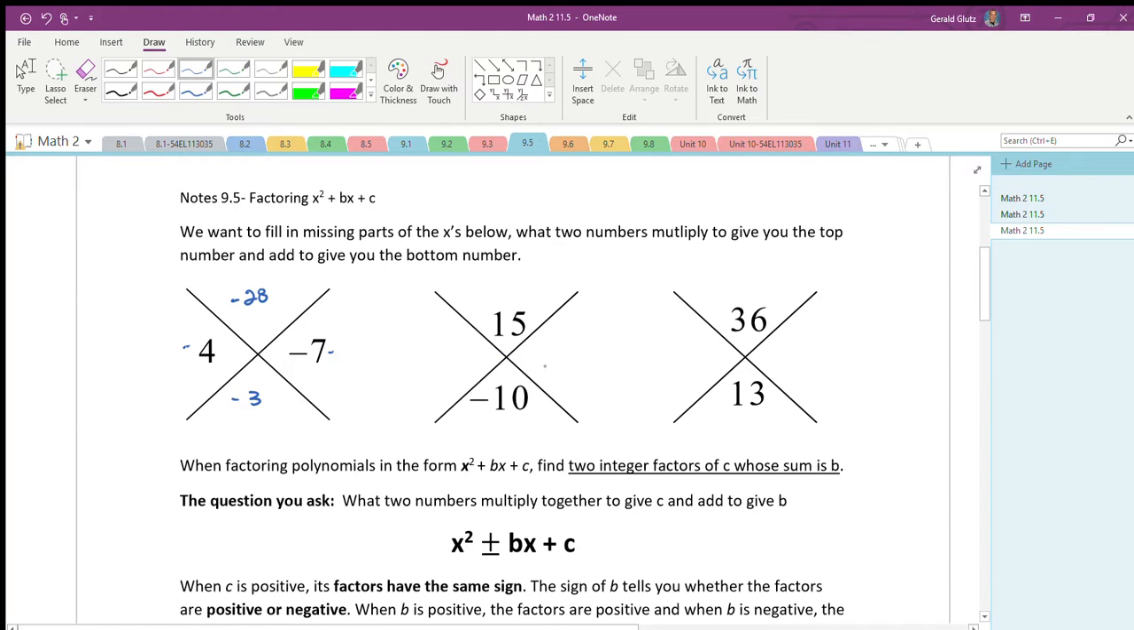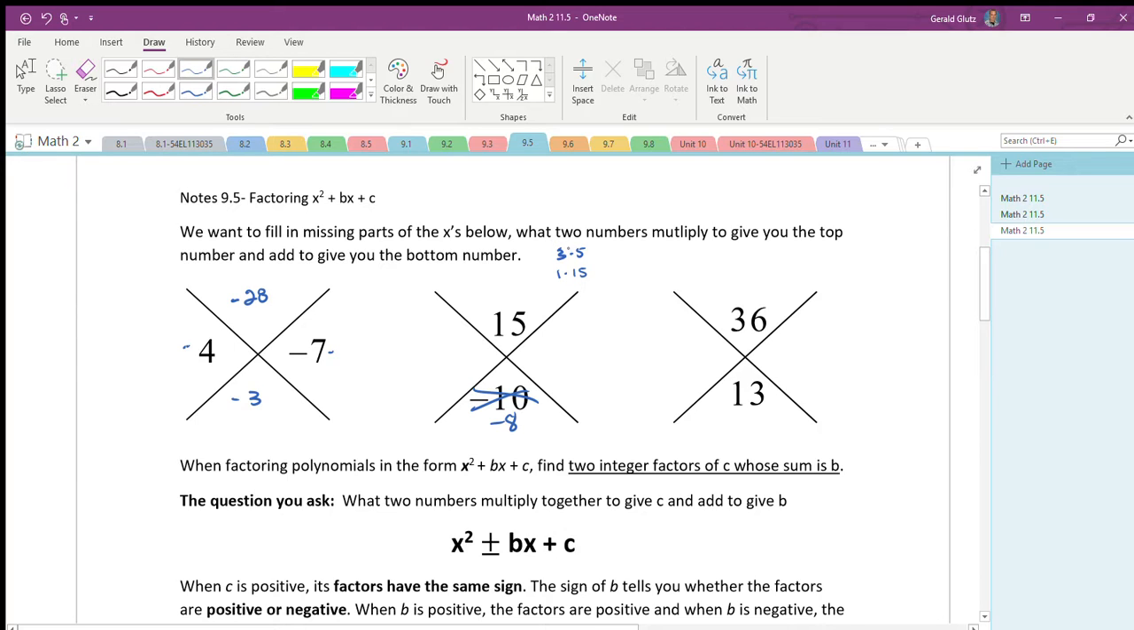So now over here, this is what you're going to be doing almost every time you factor. You have to figure out two numbers that multiply to equal the top and add up to equal the bottom. Sometimes it helps to write down the factors of the top number. So 3 times 5 or 1 times 15 are two numbers that multiply to equal, this should be negative 8 by the way.